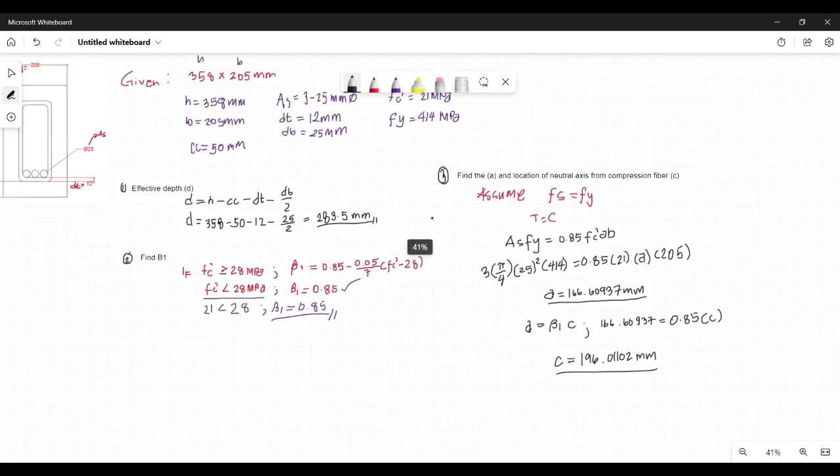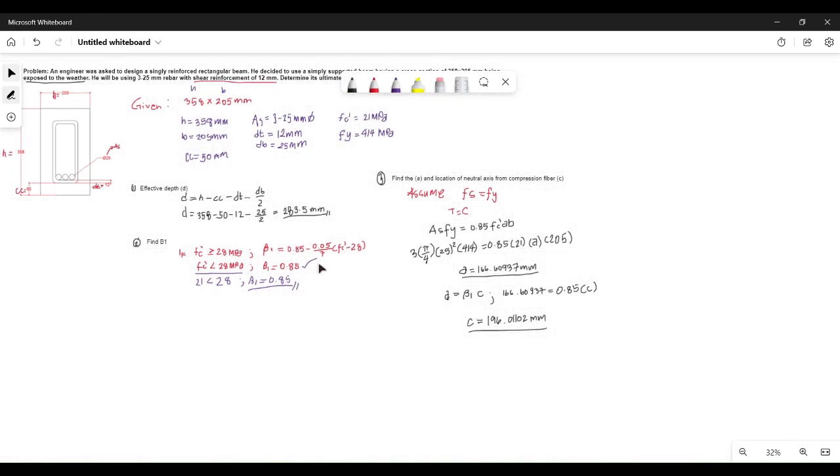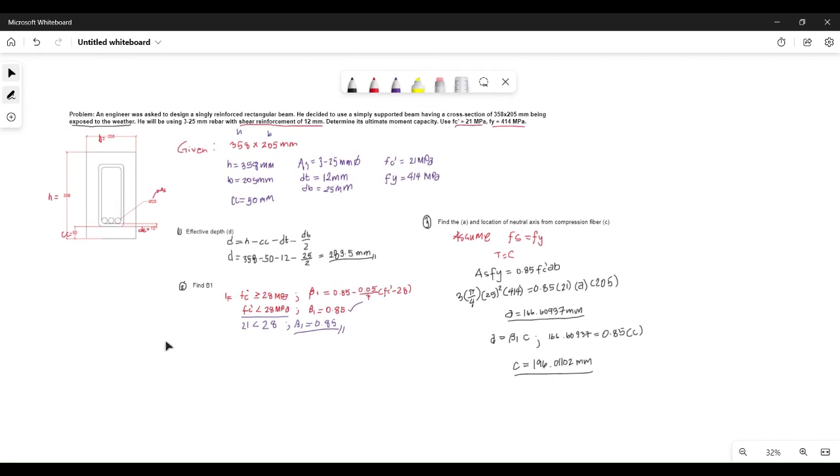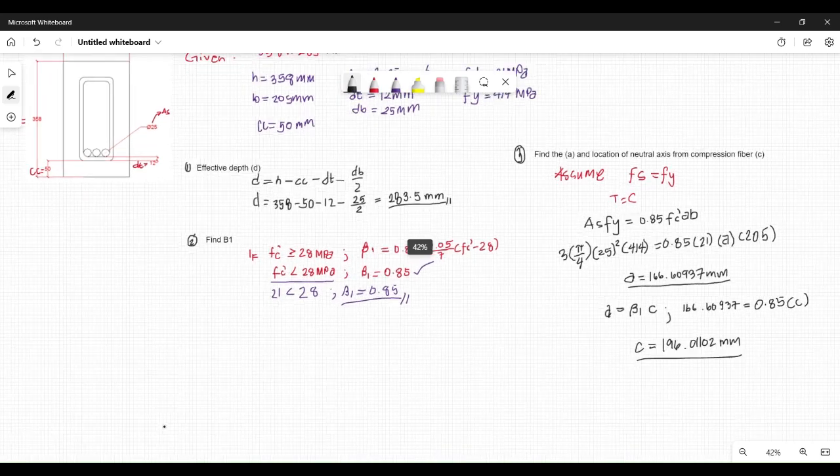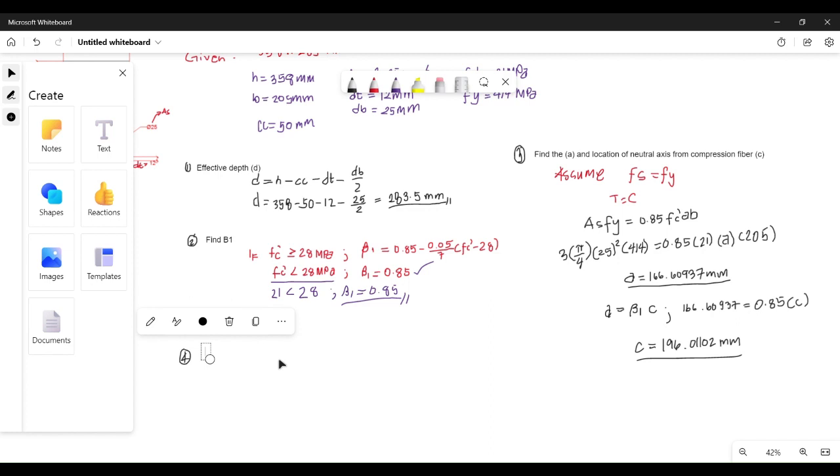Next step. We already have our value of effective depth, beta 1, the a and b. Okay. Fourth step. We have to use the strain compatibility. I-check natin if we use the strain compatibility. Ang purpose nito is in order for us to check if the beam is either under reinforced or over reinforced.